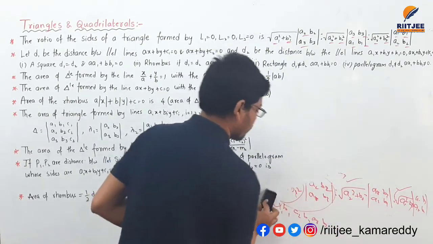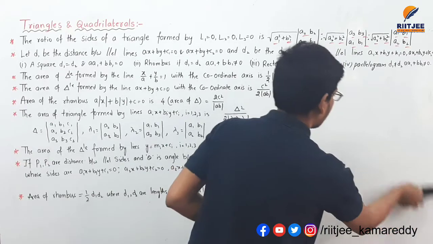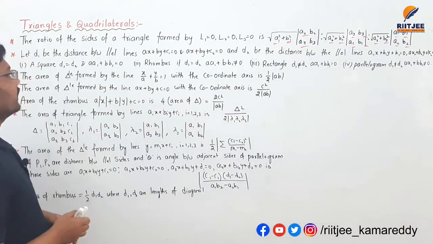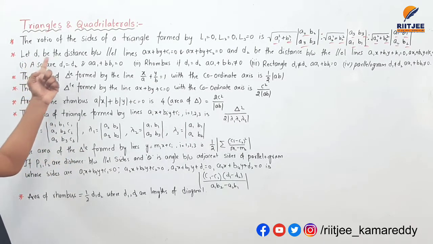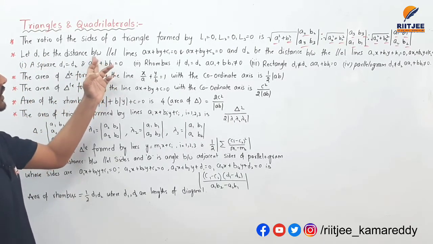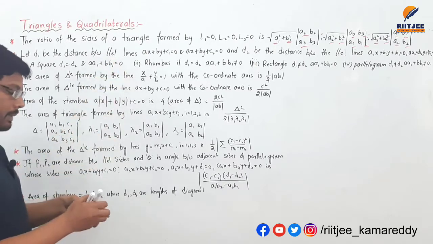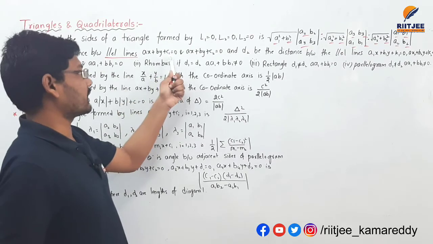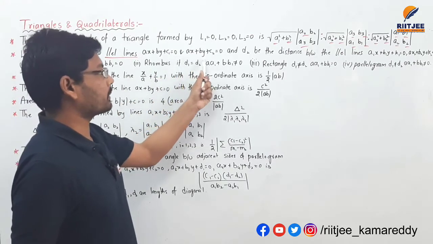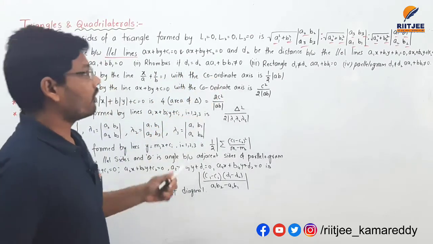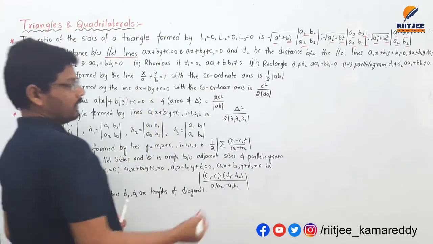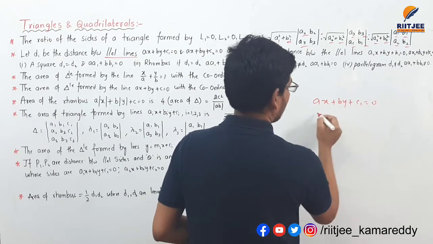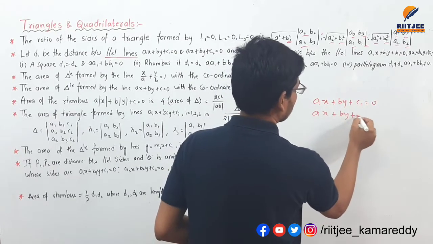This is all about the first point, and the second point is, we have to discuss each and every point clearly. Let d1 be the distance between parallel lines, that is, ax + by + c1 = 0 and ax + by + c2 = 0. Why am I taking ax + by + c1 and ax + by + c2?